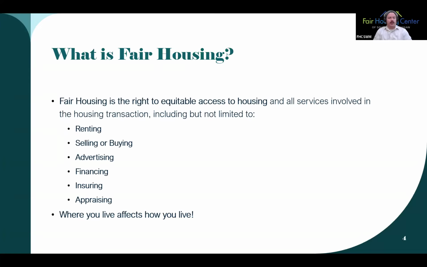Fair housing is the right to equitable access to housing, as well as equitable treatment in all of the services involved in the housing transaction. So that's renting, buying or selling, advertising housing, anything that affects a person's ability to live safely in a home of their choice is affected by fair housing.